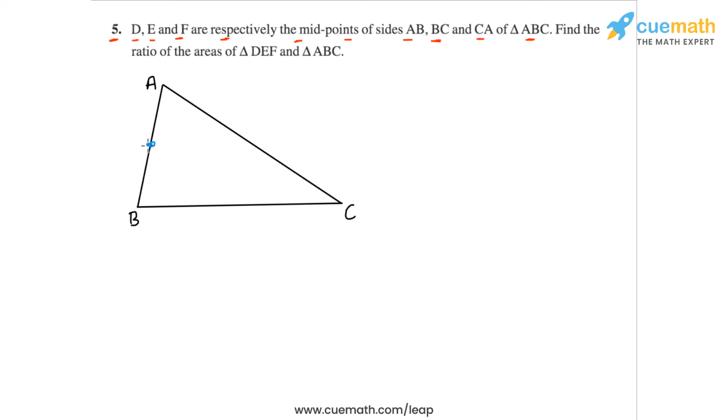So D is the midpoint of AB, E is the midpoint of BC, and F is the midpoint of CA. And let's join the three midpoints to get this triangle DEF. Okay, and now we have to find the ratio of areas of DEF and ABC.